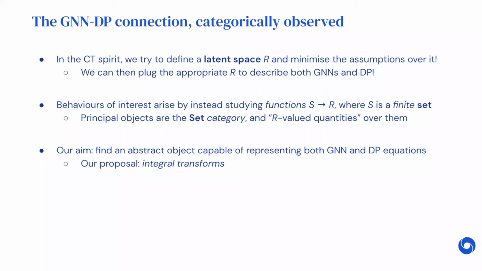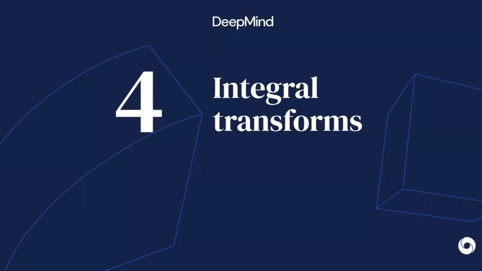So this means that our principal object is going to be exactly this set category that we talked about so far, and the category of then putting R-valued quantities over those finite sets. And our aim now is to find some abstract object, some composition of morphisms, that's capable of representing both the computations of GNNs and the computations of dynamic programming, so that then we can tightly align them to one another. And what we propose is the integral transform. So let's talk about what this integral transform is. This is where the meat of our theory will materialize.